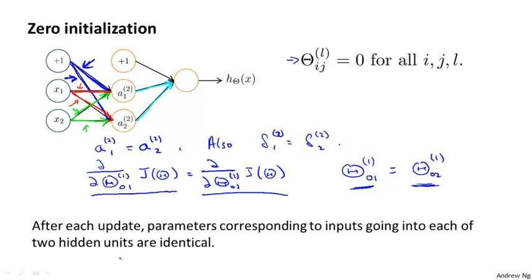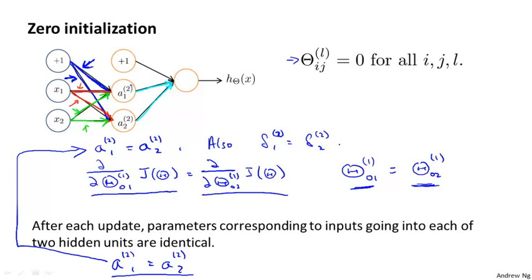And what that means is that even after one iteration of, say, gradient descent, you find that your two hidden units are still computing exactly the same function of the input. So you still have this a_1^(2) equals a_2^(2), and so you're back to this case. And as you keep running gradient descent, the two blue weights will stay the same as each other, the two red weights will stay the same as each other, the two green weights will stay the same as each other. And what this means is that your neural network really can't compute very interesting functions, right?